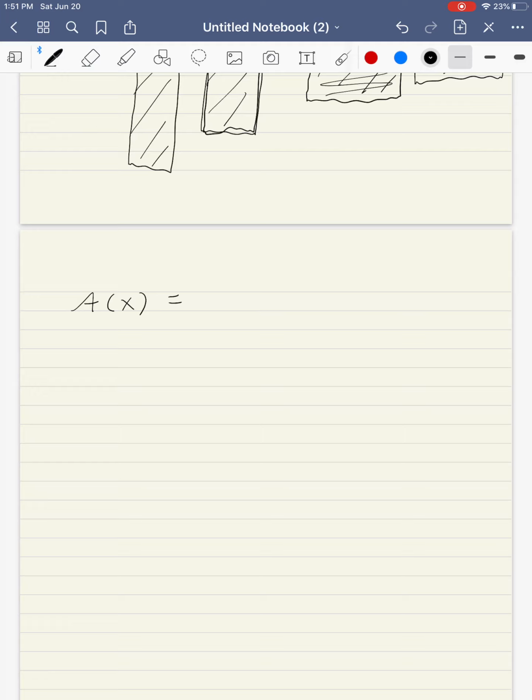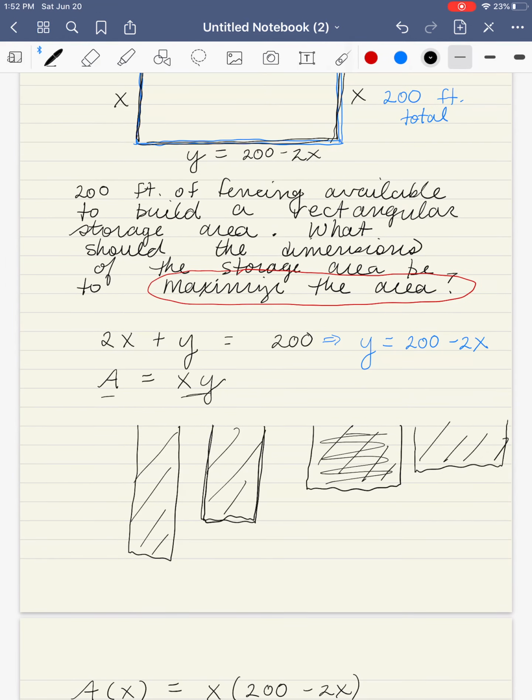So my area function, A of x, instead of x times y, is going to be x times what y is equal to, 200 minus 2x. So A of x is equal to 200x minus 2x squared. So this is a formula, a function, that tells me what the area inside the pen will be if x is a certain length. And it changes as x changes.